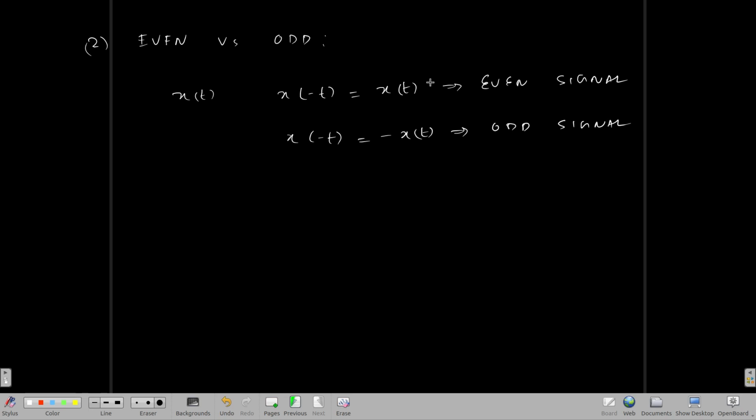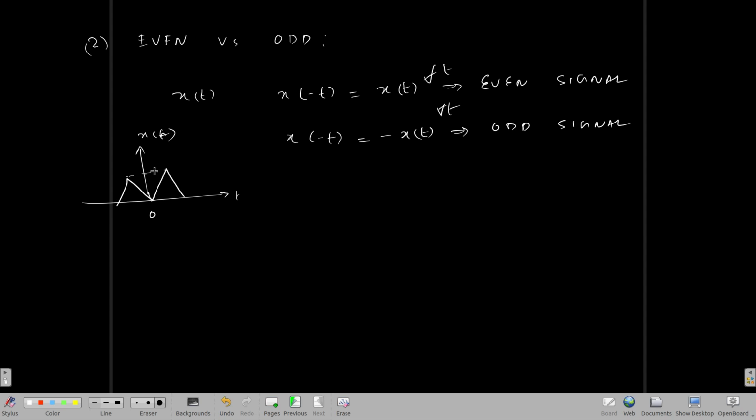Right. And this should be for all values of t. So how will this look when we are drawing a signal? Suppose this is x of t. This is the t-axis, this is the origin, right? An even signal means it will be symmetric across the time origin.